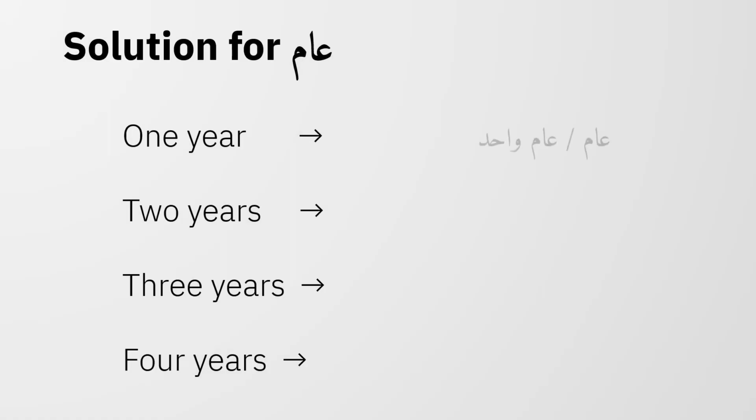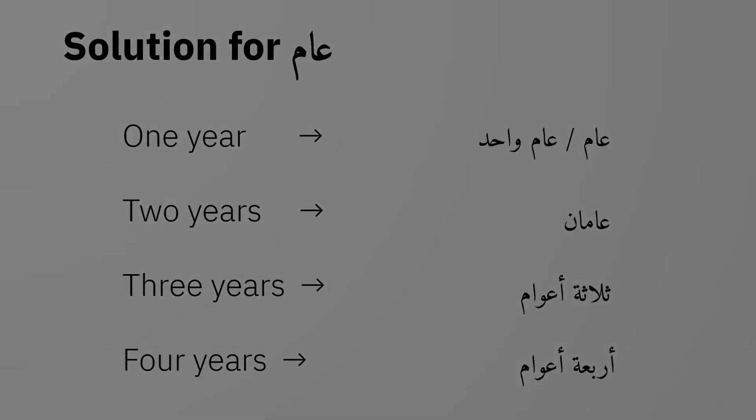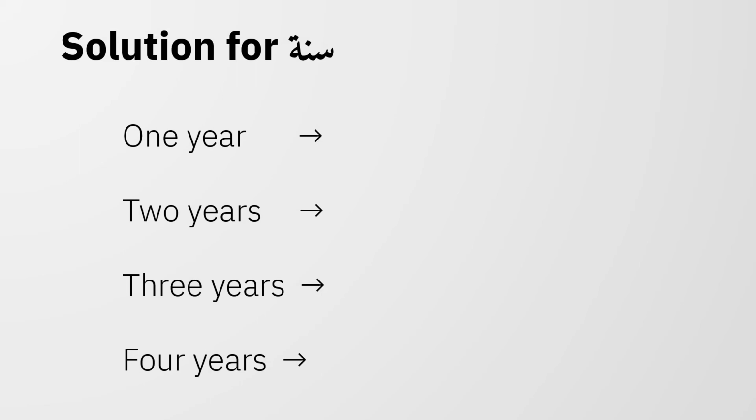1 year is عام or عام واحد. 2 years is عامان or عامان اثنان. 3 years ثلاثة أعوام. 4 years أربعة أعوام. What about سنة? 1 year سنة or سنة واحدة. 2 years سنتان or سنتان اثنتان. 3 years is ثلاث سنوات. 4 years أربع سنوات.